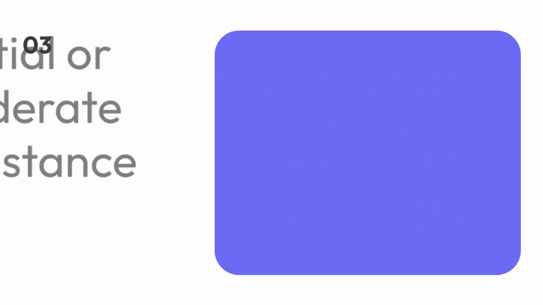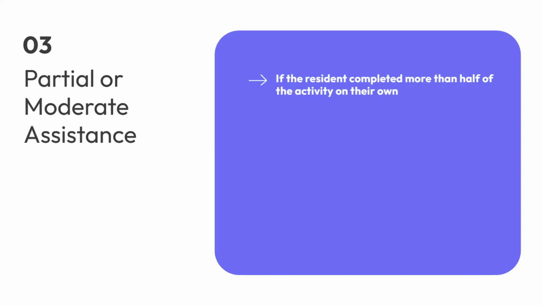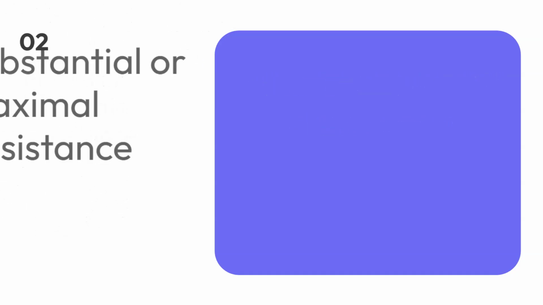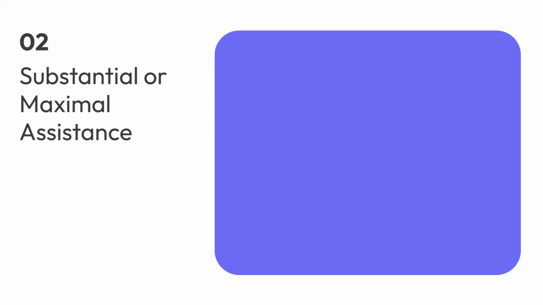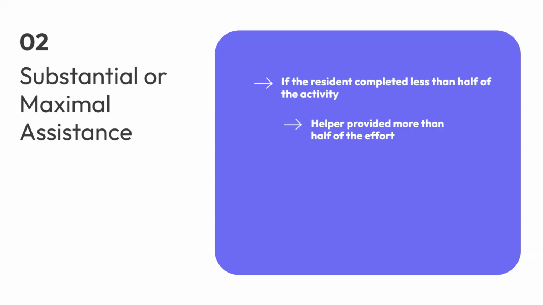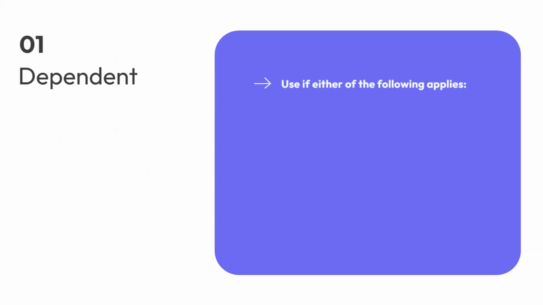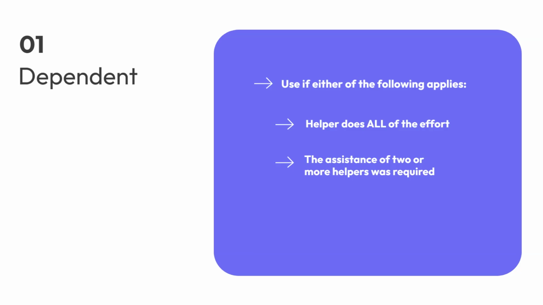3, partial or moderate assistance will be used if the resident completed more than half of the activity on their own and the helper provided less than half of the effort. Opposite of that, 2, substantial or maximal assistance will be used if the resident completed less than half of the activity and the helper provided more than half of the effort. Lastly, 1, dependent, should be used if either of the following applies: the helper does all of the effort or the assistance of 2 or more helpers was required.